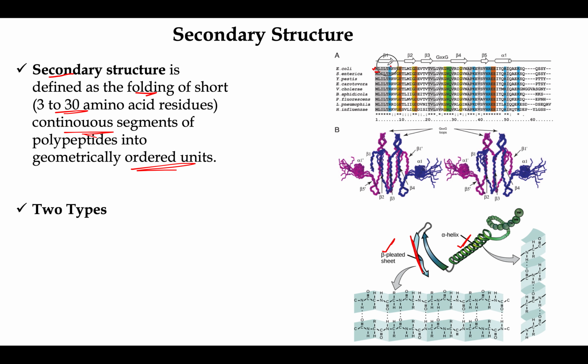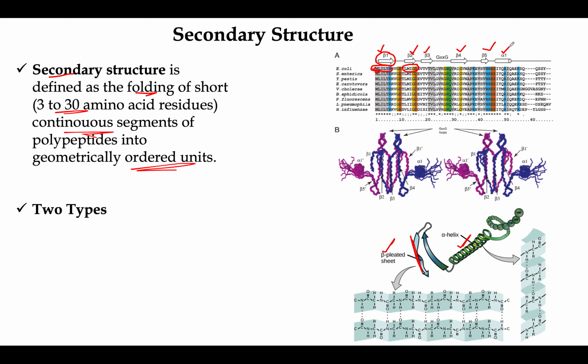And as you can see here, this particular segment will fold, 3 to 30 amino acid residues. This has 4 amino acid or approximately 5 amino acid residues. This will form a fold, and this fold is shown here in schematic, and this fold is a beta sheeted fold, and this particular geometrically ordered unit is a secondary structure. Similarly, a set of amino acids here undergoes another folding, and this is also beta sheeted. So beta 1, beta 2, beta 3, beta 4, beta 5, and then this part is an alpha helix, so alpha 1.